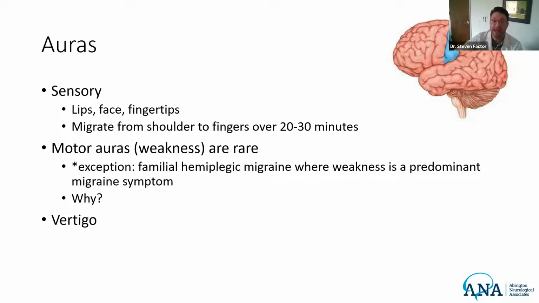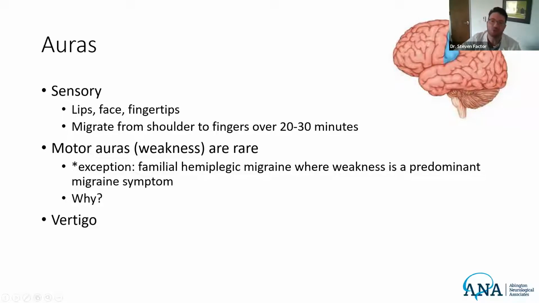These things are different. In very rare cases, we'll see motor weakness, which is just weakness, right? In the arm or leg. That can be seen in familial hemiplegic migraine. We do have some patients with that specific to one particular gene abnormality. Weakness is a predominant migraine symptom.